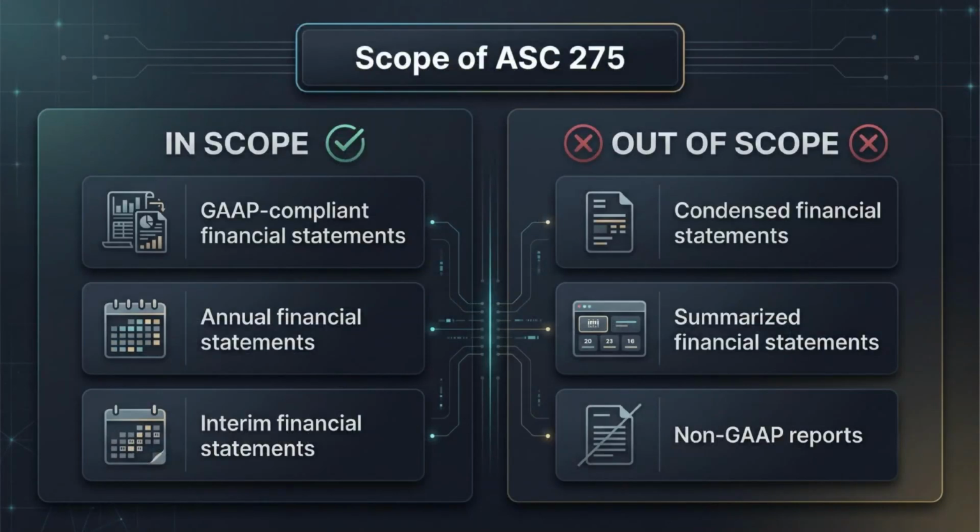The scope rule is our starting point. ASC 275 applies to GAAP financial statements, including annual financial statements and interim financial statements. It is not limited only to public entities, but it does not apply to condensed or summarized financial statements because those reports are intentionally shorter and do not carry the same full disclosure expectation. So the first exam checkpoint is simple. Are we dealing with full US GAAP financial statements? If yes, ASC 275 may apply. If the statements are condensed or summarized, this topic is not the driver.